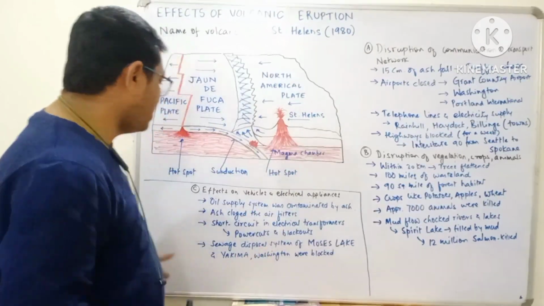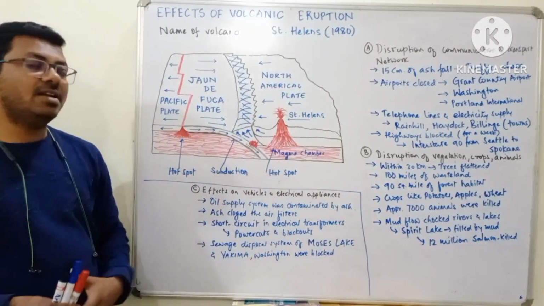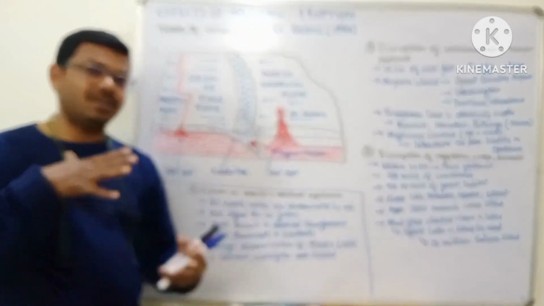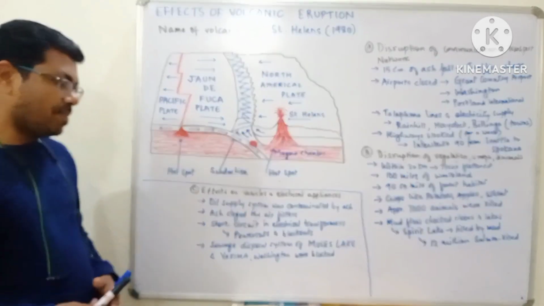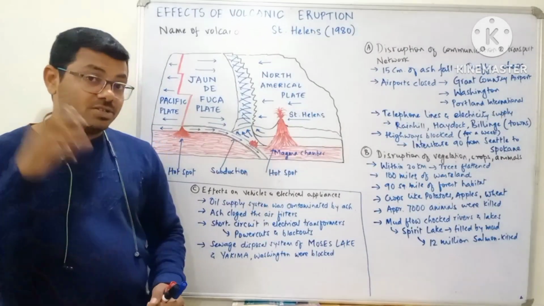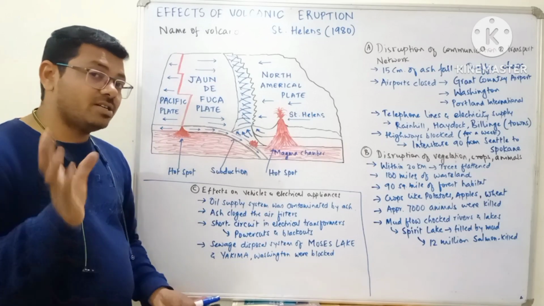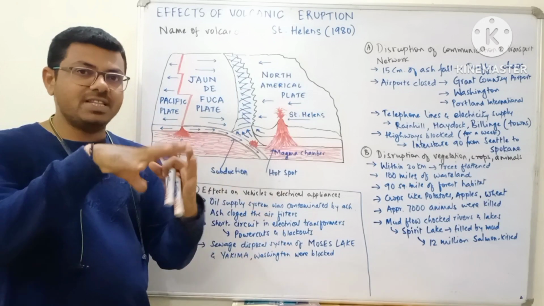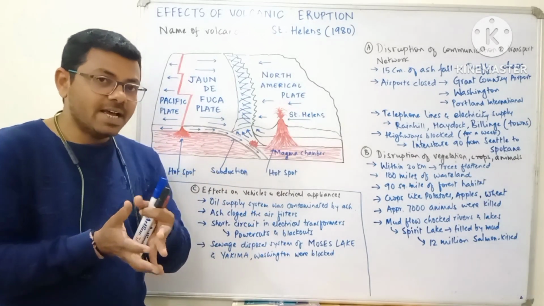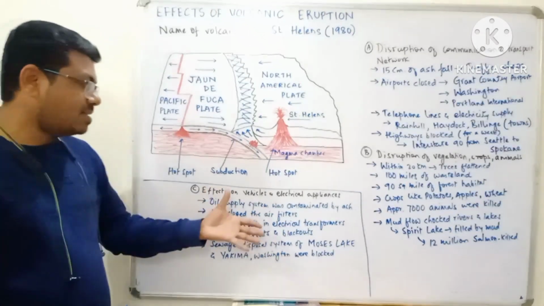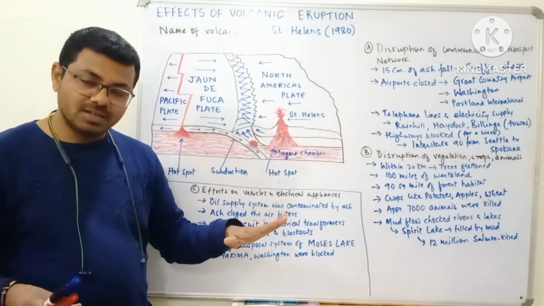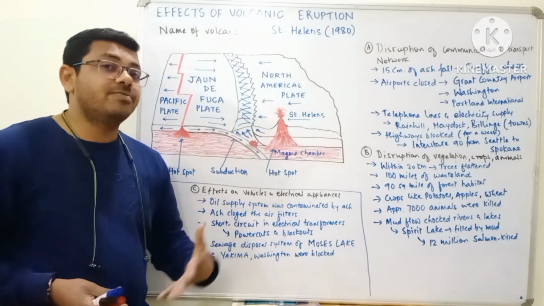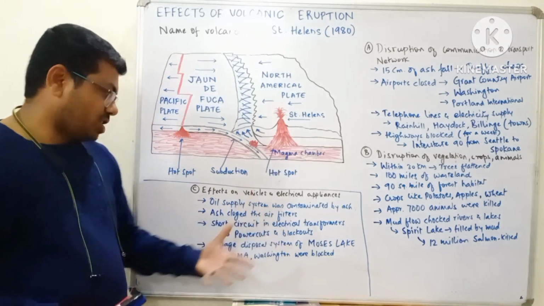Second idea. Third idea is effects on vehicles and electrical appliances. Now see, this is a different kind of effect. What happened? Because earthquake and volcano both came together, the oil supply system was halted, because somewhere the pipes might be bent, right? And that's why the oil supply system was halted, and it was also contaminated by ash.